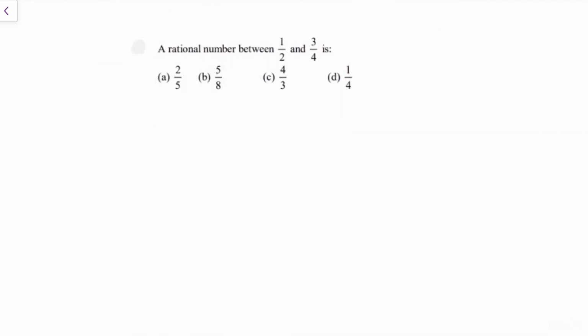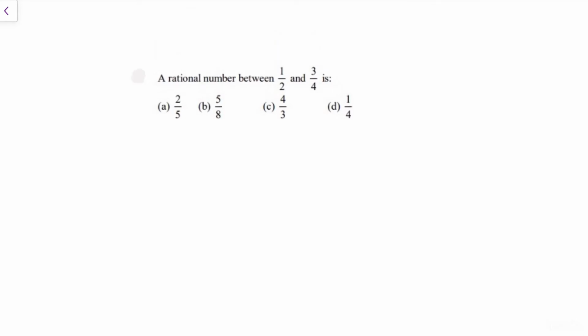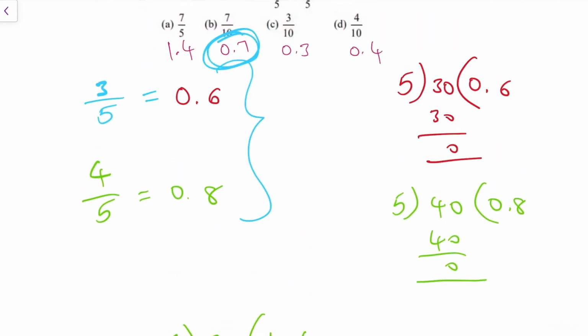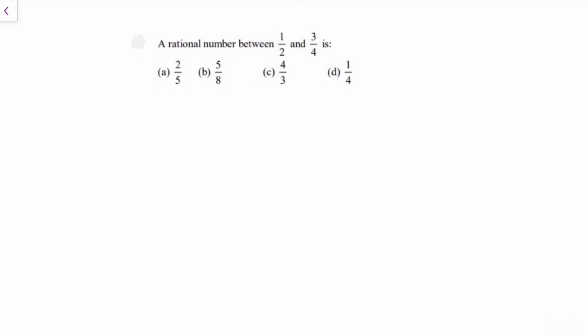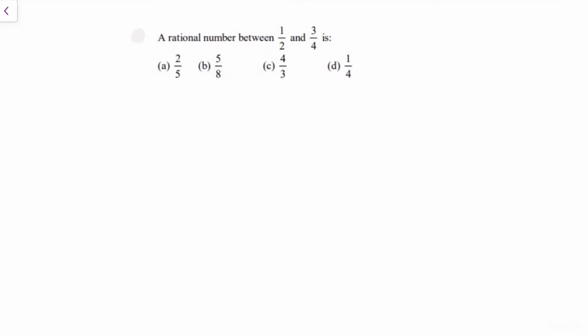Next, a rational number between 1 by 2 and 3 by 4. In this case I used the decimal concept. Now it's the same kind of question, and I will explain with another method, because we always need to check which method is easily applicable and consumes less time. Some students may understand the first method, some may understand the second method. So that's why it is sometimes necessary to explain all the possible methods. So let me go with the next method also.